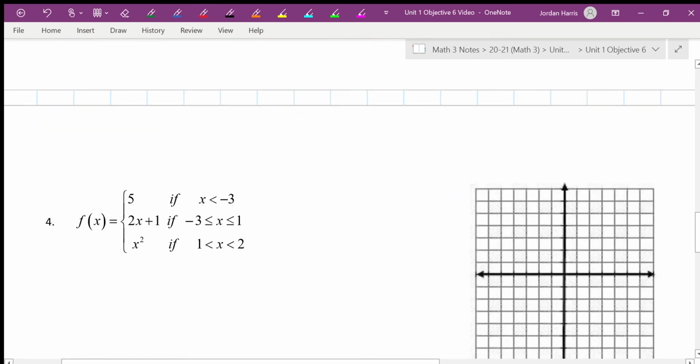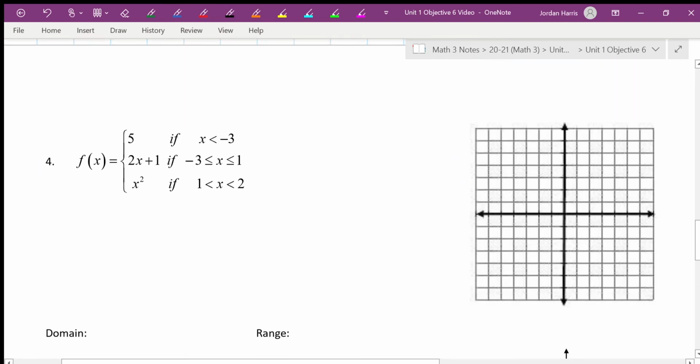So the last one like that, we have 3 pieces now. Okay, that's fine. So we have a horizontal line, just a number. Then we have a diagonal line. And finally, we have a positive u. Okay, so I'm going to look at my 3 restrictions here. Notice we have 3 now. -3, +1, and +2. Okay, so those are going to be my boundaries.